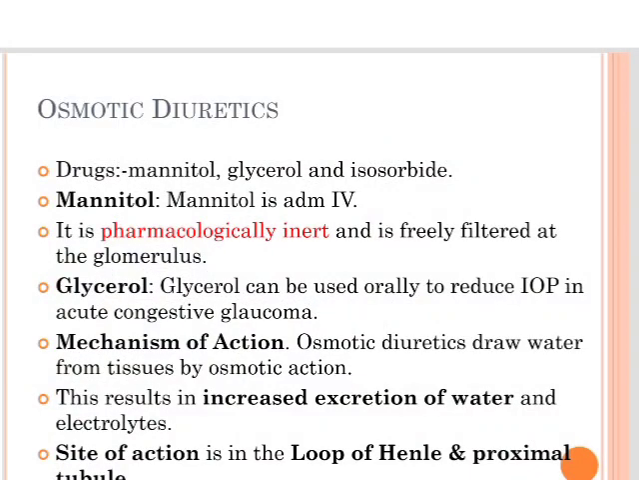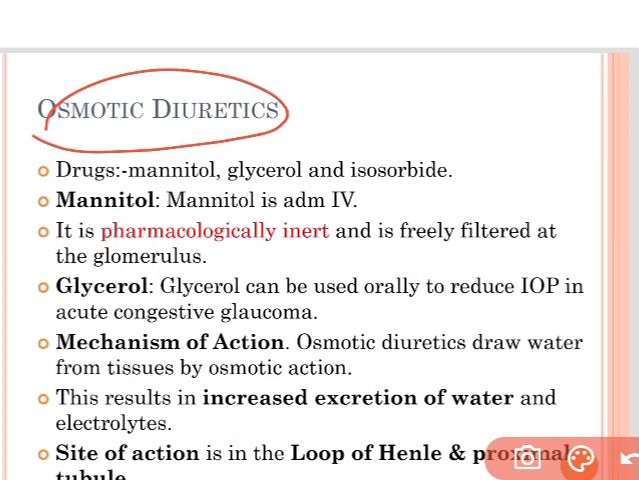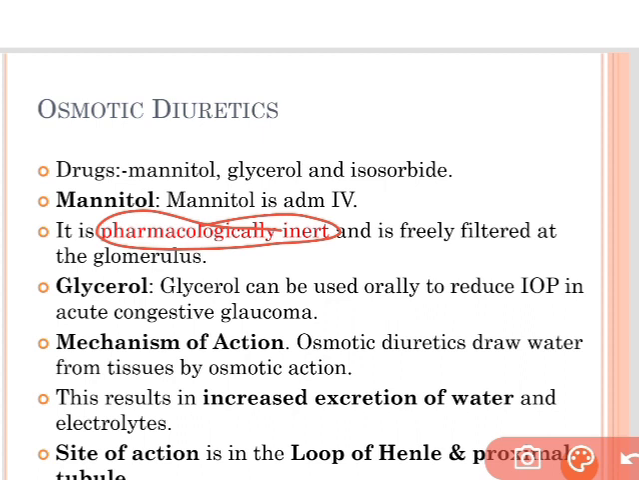Today we are going to talk about the osmotic diuretics. Drugs in that category are mannitol, glycerol, and isosorbide. The most commonly used osmotic diuretic is mannitol, which is administered intravenously. The most important thing is that it is a pharmacologically inert substance, and it will get freely filtered at the glomeruli.